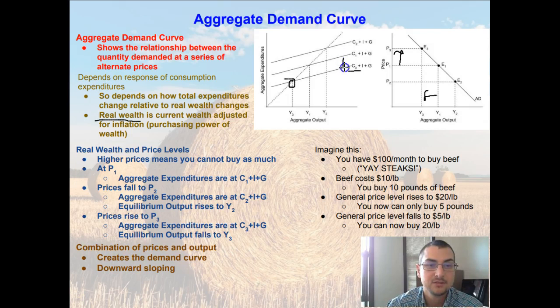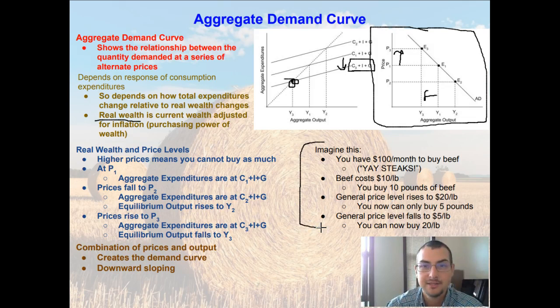And because the real wealth is falling, it is lowering that aggregate expenditures curve and just tying it back in, where our aggregate output will begin to fall. So this is how we're going to begin to develop this aggregate demand curve for the whole nation. And it's based off of that very simple principle that as prices rise, you buy less. As prices fall, you buy more. You have more money to spend.